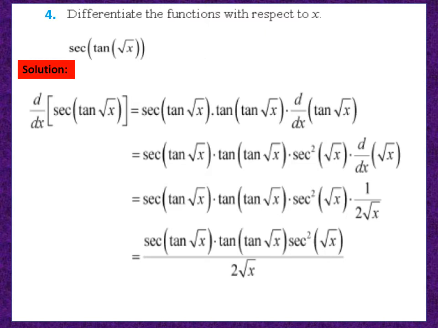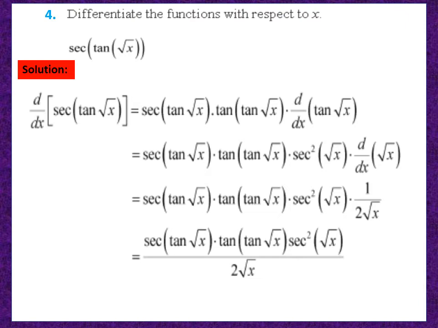Differentiate the function with respect to x, and the function is sec(tan(√x)). So you can see that there are three functions. Sec is there, tan is there, and root x is also there. So simply applying the chain rule. First we have to find the differentiation of sec. What is the differentiation of sec? It is sec x tan x. So we are getting sec(tan √x) and tan(√x). Then we have to multiply it by the second one, the differentiation of tan(√x). Differentiation of tan is what? Sec square. So for tan(√x) we are getting sec²(√x). So the second part is done.